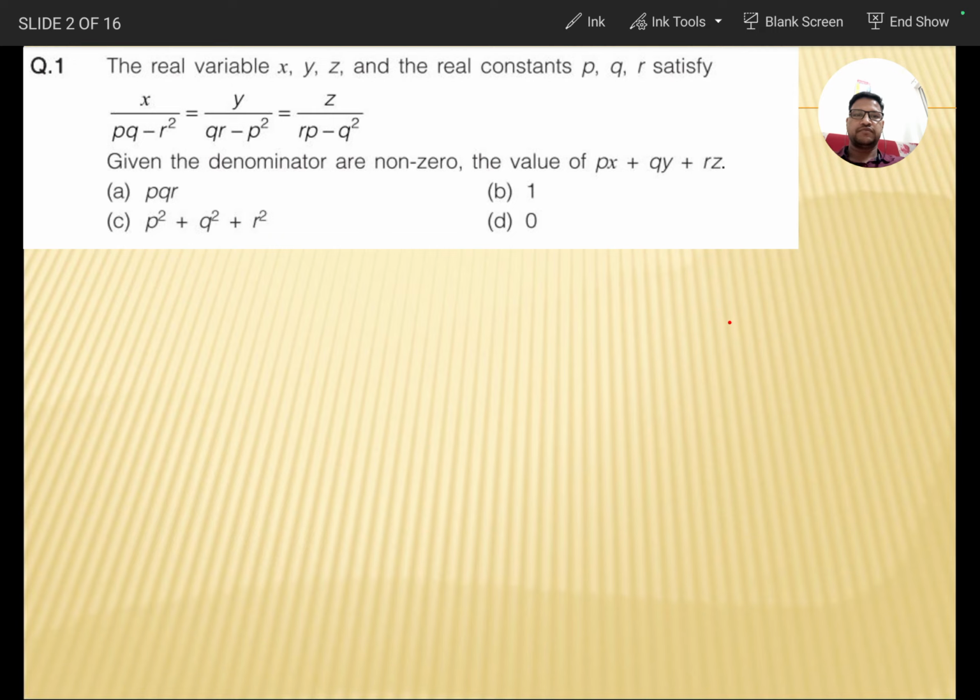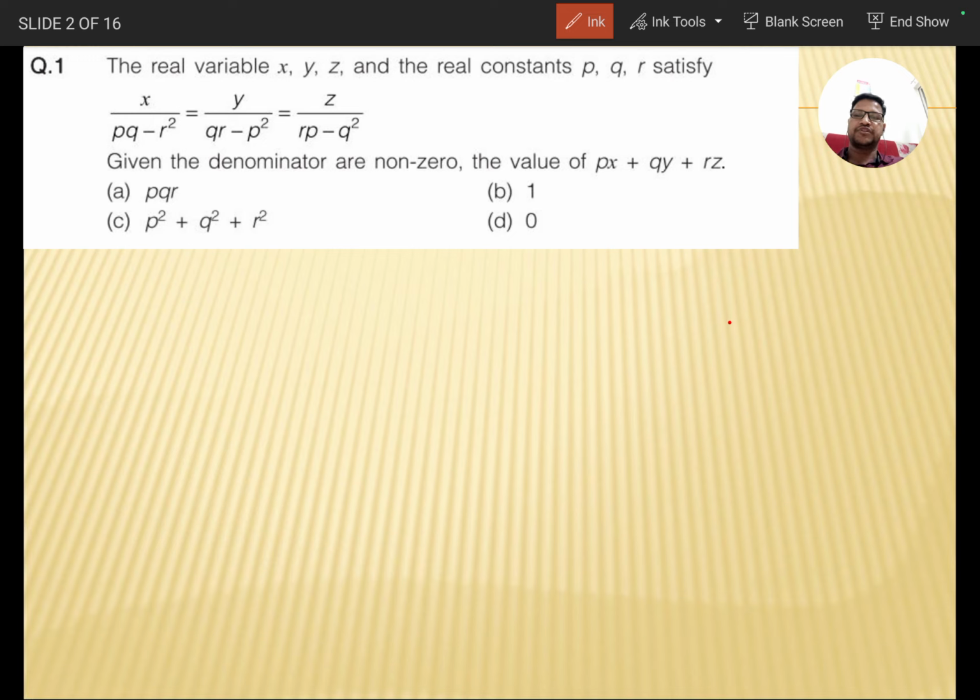So let us see question number 1. The real variables x, y, z and the real constants p, q, r satisfy x divided by (pq minus r square) is equal to y divided by (qr minus p square) is equal to z divided by (rp minus q square). Given the denominators are non-zero, what they want is the value of px plus qy plus rz. They have given four options.